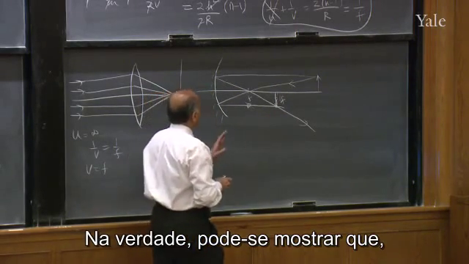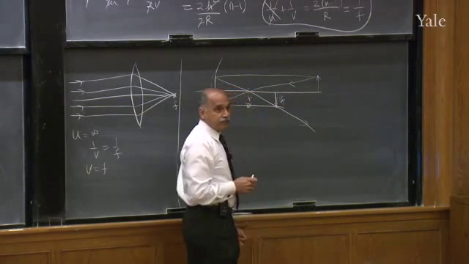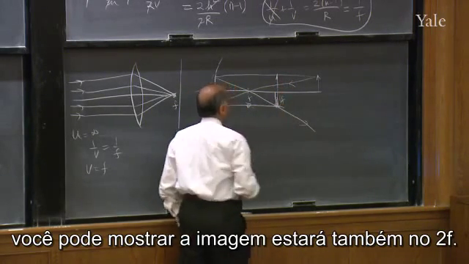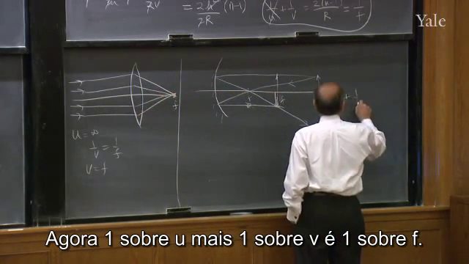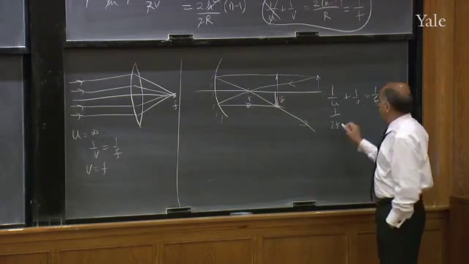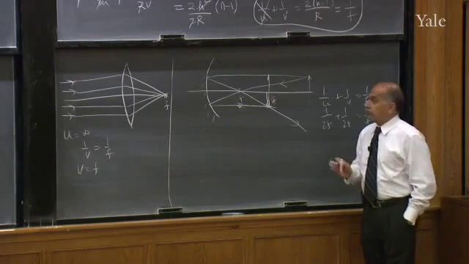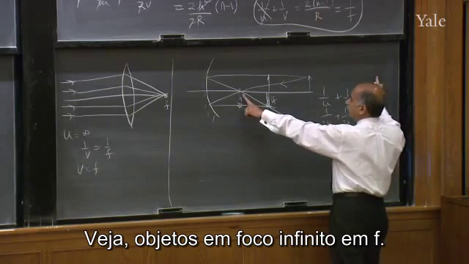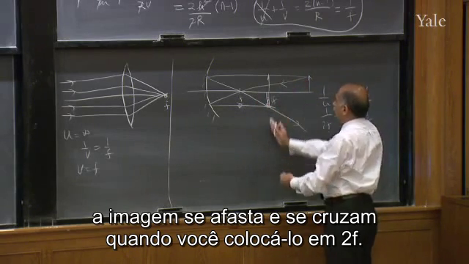In fact, one can show that if you're to the right of 2f, the image will be to the left of 2f. If you're exactly at 2f, we can show the image will also be at 2f. Let's see why. 1 over u plus 1 over v is 1 over f. If u is at 2f, and I believe v is at 2f, they add up to 1 over f, so that's correct. So 2f is the point where the image and the object cross. Objects at infinity focus on f. As you move the object to finite distance, the image moves away, and they cross when you put it at 2f.